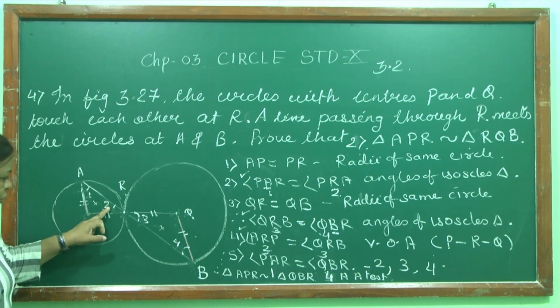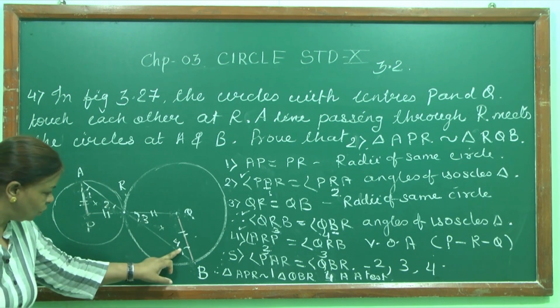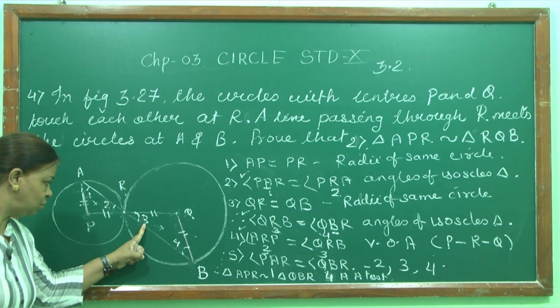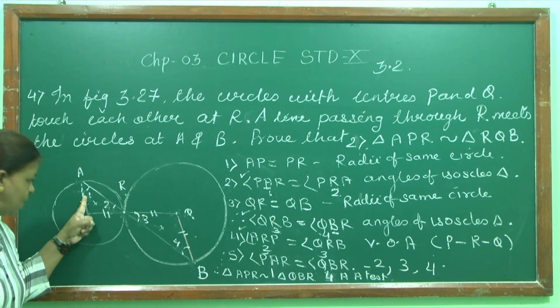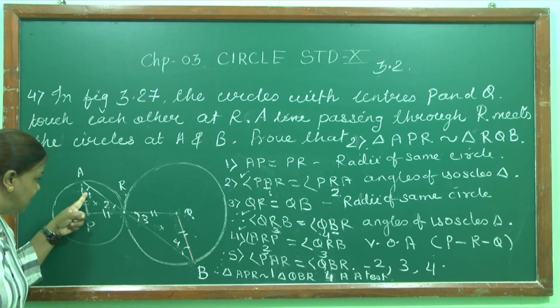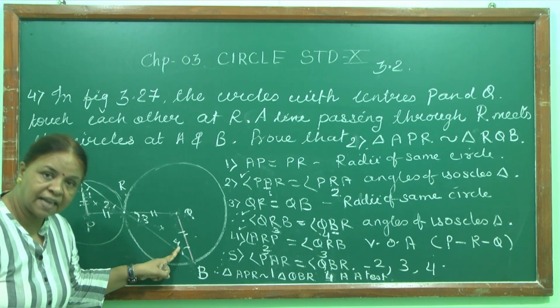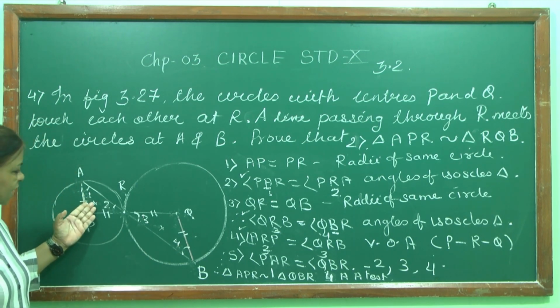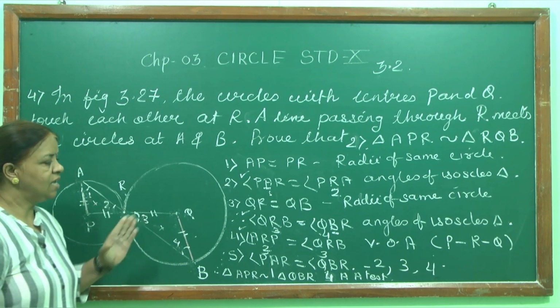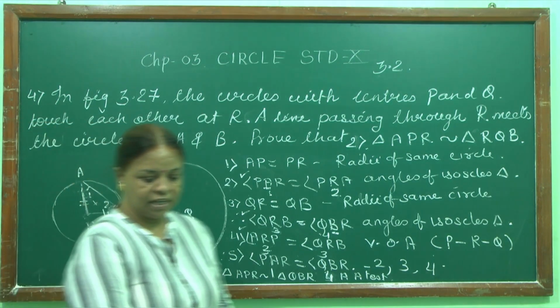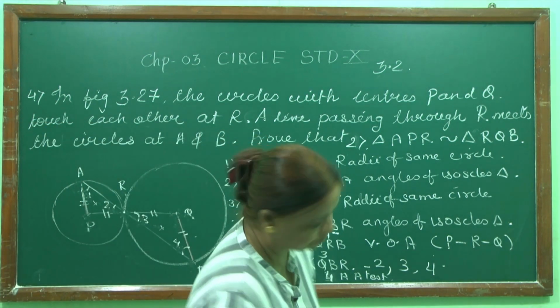See, 1 is equal to 2, 3 is equal to 4, but 2 is equal to 3, therefore 1 is equal to 4. What means this angle is equal to this angle? So we are able to prove that these two triangles are similar. Now we go for the next question.